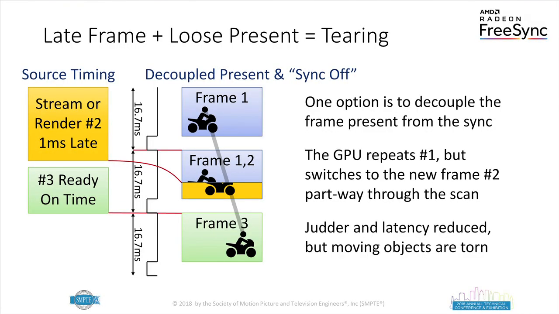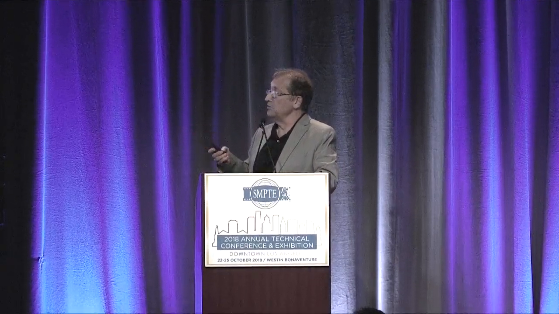One trick that some of the gamers use is they decouple the flipping and presenting of frames from the VSync. Frame 1 appears, frame 2 is late, so they start repeating frame 1, and as soon as frame 2 is ready, the display controller switches mid-frame to the frame 2 content. The good news for competitive gamers is they get some reduced latency, they see it as soon as it's available, but for normal video it's pretty hideous because you get that tearing. So this is a free gaming solution that's been used for years, but it's not really suitable for anything else.